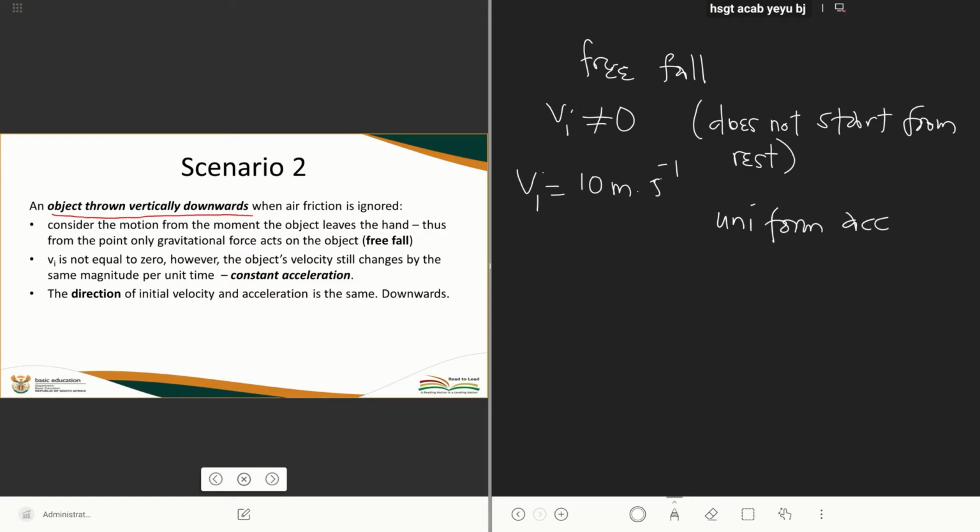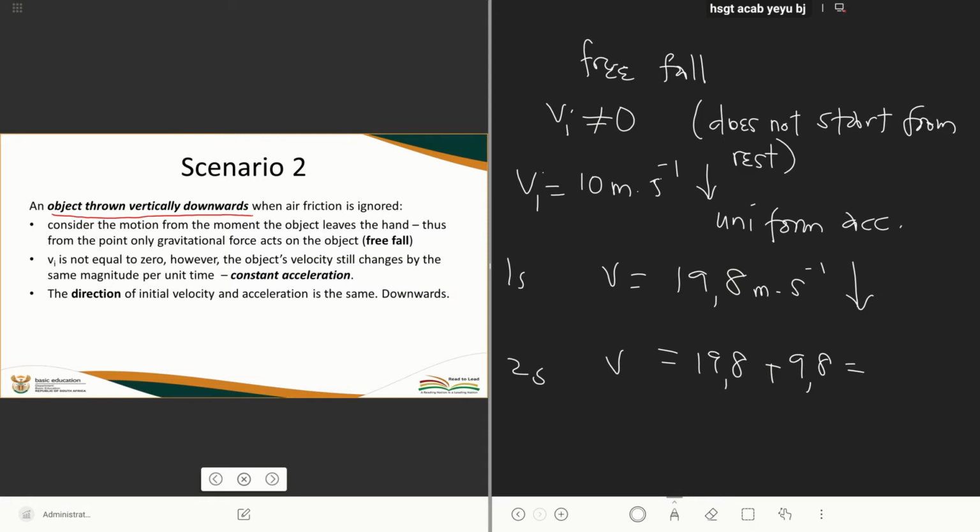If the acceleration is uniform and it starts with an initial velocity of 10 meters per second, by implication after 1 second, the velocity will change by 9.8, meaning that it's going to be 19.8 meters per second. The direction is still downwards, okay? And then after 2 seconds, V will be 19.8 plus another 9.8 meters per second, which gives us 29.6 meters per second, right?